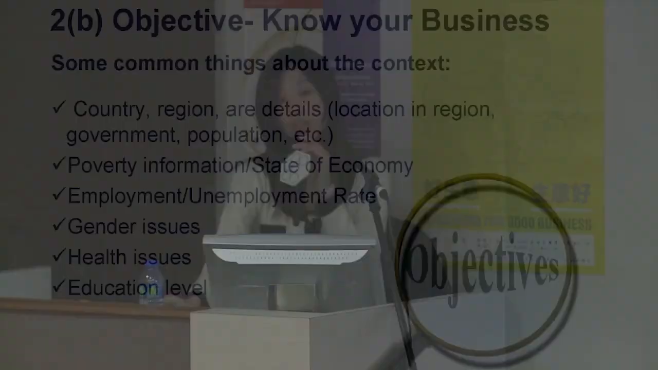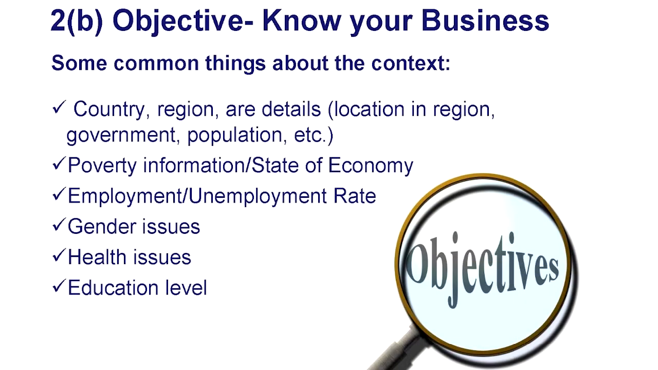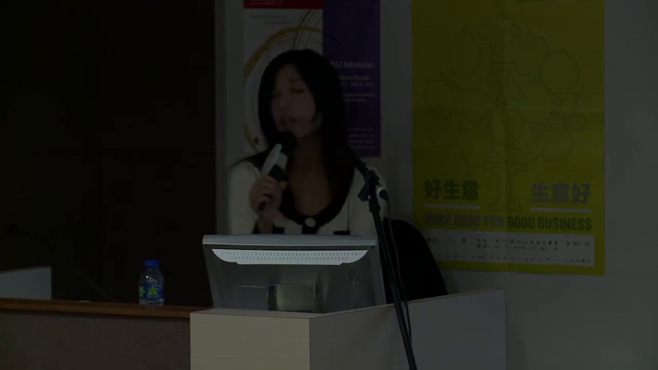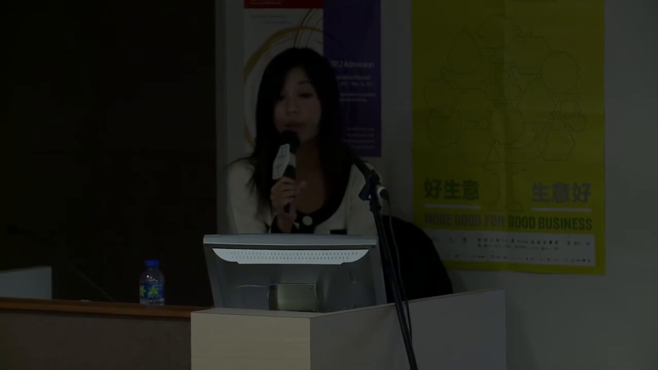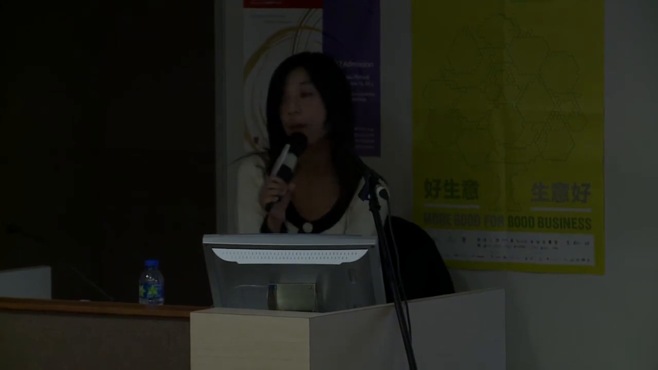Think, okay? So some common things about context. Some things you should know about your business, some things that you should bear in mind. Country, region, or details. When you are looking at different locations, let's say you're helping someone in Africa and you're helping someone in China, it's 2 different countries, 2 different regions. So when you think about it, how can you assist them? Maybe there is a problem of communication, maybe there's a problem of culture. There are many, many different things you have to think about.